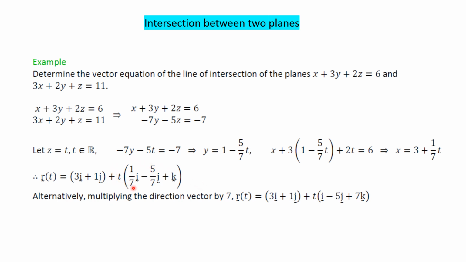Keep in mind that this bit here, you see there's a fraction of 1 over 7. t is just a scalar factor, so you can also multiply this whole vector by 7, for example.